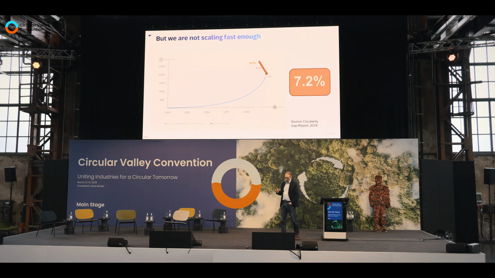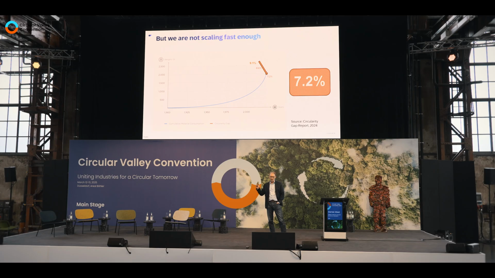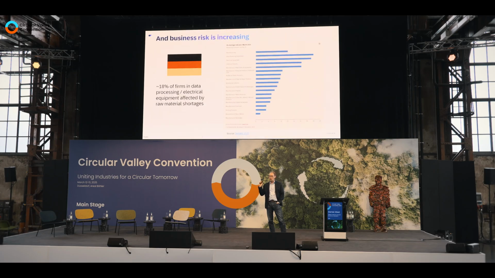So, we're not scaling it fast enough. Here is a report from the Circularity Gap Report. Many of you will know this. We are going backwards. We used to be 9% of all materials on the planet were reused or recycled. It's now 7.2. You might be saying, why is this important to me? Here in Germany, nearly 20% of companies in the electronic sector are facing material shortages. Right now, this is data you collect every month. You can't hide from this. We need circularity, we need it now.